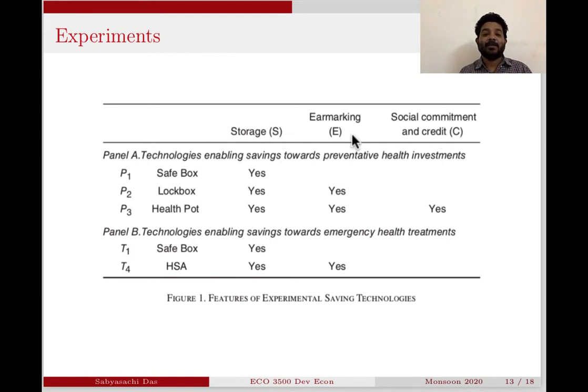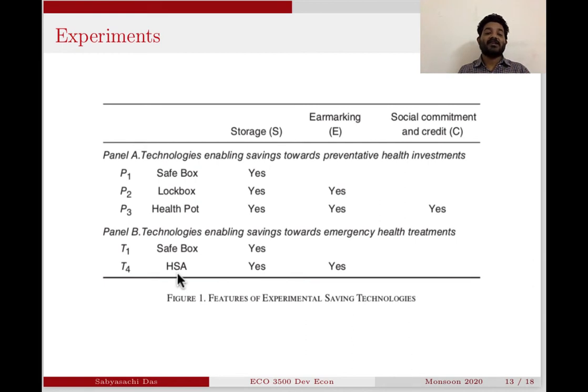So what are the facilities that they're making available across the various treatment arms? In the first safe box treatment, you are basically giving them a storage service, but it's not earmarked for anything. You can open the piggy bank because you have the key, and there is no social pressure on you to use it for specific health investment. In the lockbox, you have the storage along with the earmarking. You can't take the money out beforehand, and so it's earmarked for this preventative health investment. And in the health pot experiment, you have both earmarking and storage, but you also have the social commitment because it's a collective pot. You're socially pressured to use it for that purpose.